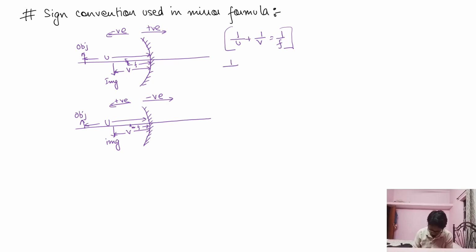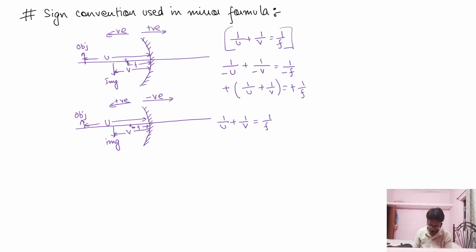1 by minus u plus 1 by minus v is equal to 1 by minus f. So in 1 by u, I can take minus common out here: minus 1 by u plus 1 by v is equal to minus 1 by f, and both these minus cancel out to be plus. So it doesn't matter whichever convention you take. Suppose I take this convention, 1 by u plus 1 by v is equal to 1 by f, the answer comes out to be the same.